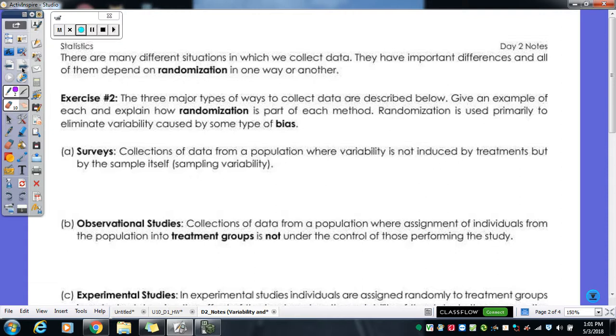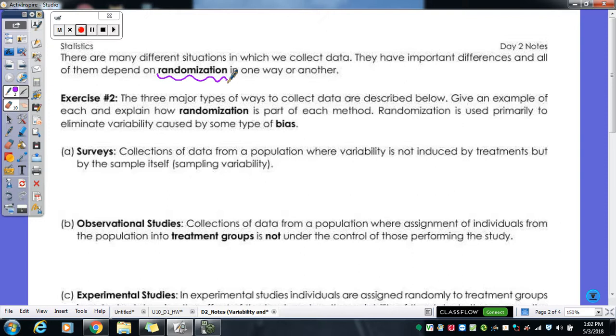So let's take a look at the back here. There are many different types of situations, as I mentioned, in which we collect data. They have important differences, and all of them depend on randomization in one way or another. You always want to be as random as you possibly can. So here we have 3 different ways that we collect data.